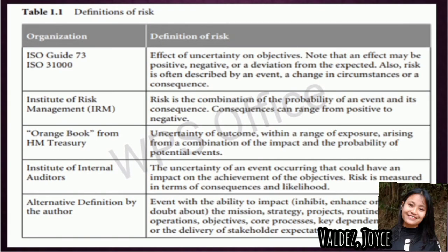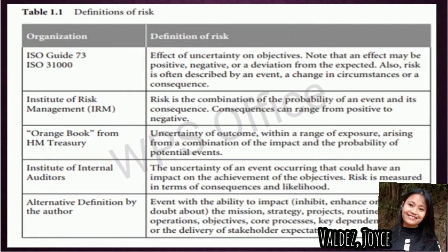The next definition of risk is the effect of uncertainty on objectives. Note that an effect may be positive, negative, or a deviation from the expected. Also, risk is often described by an event, a change in circumstances, or a consequence. This is according to ISO Guide 73.